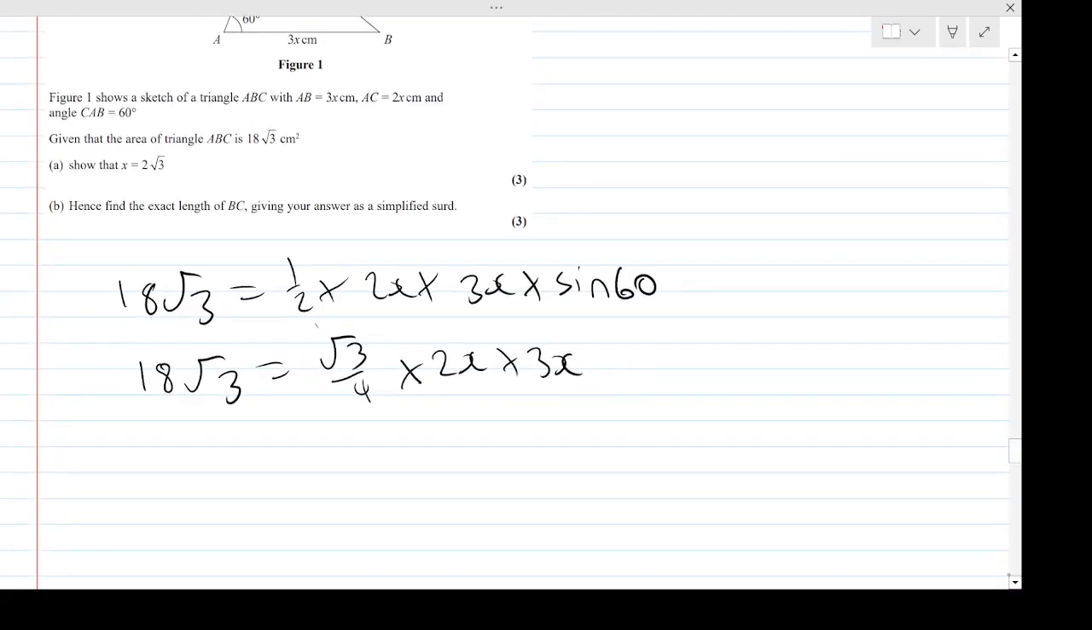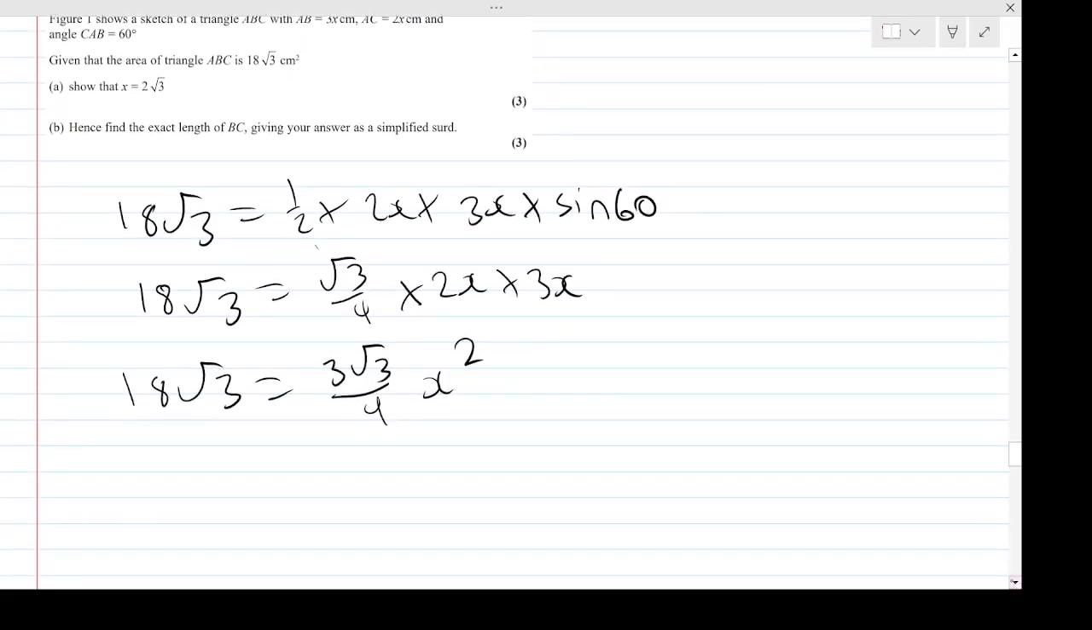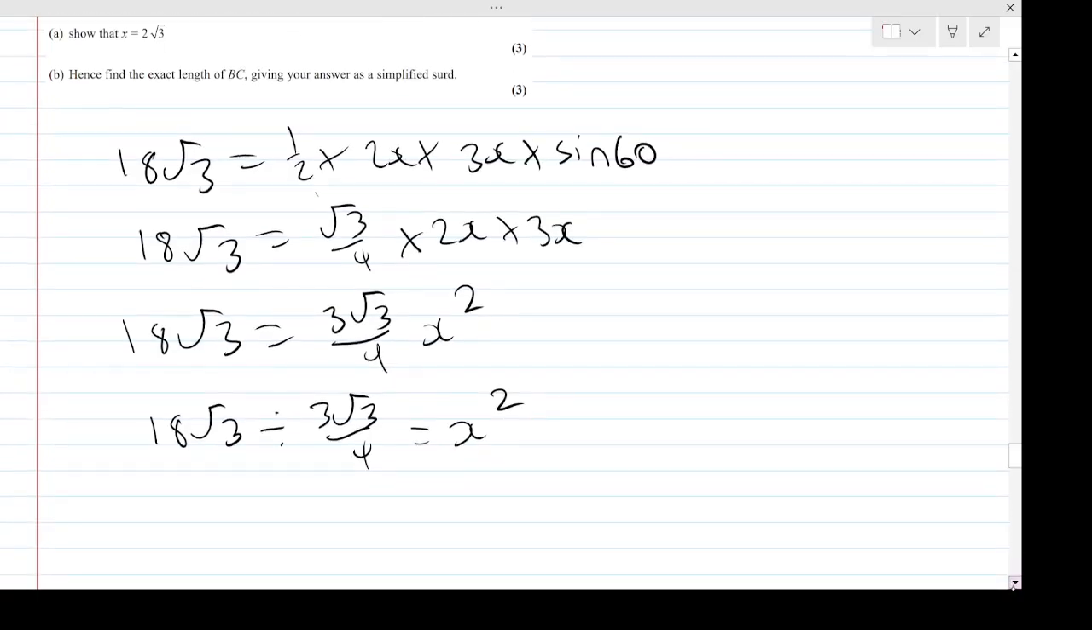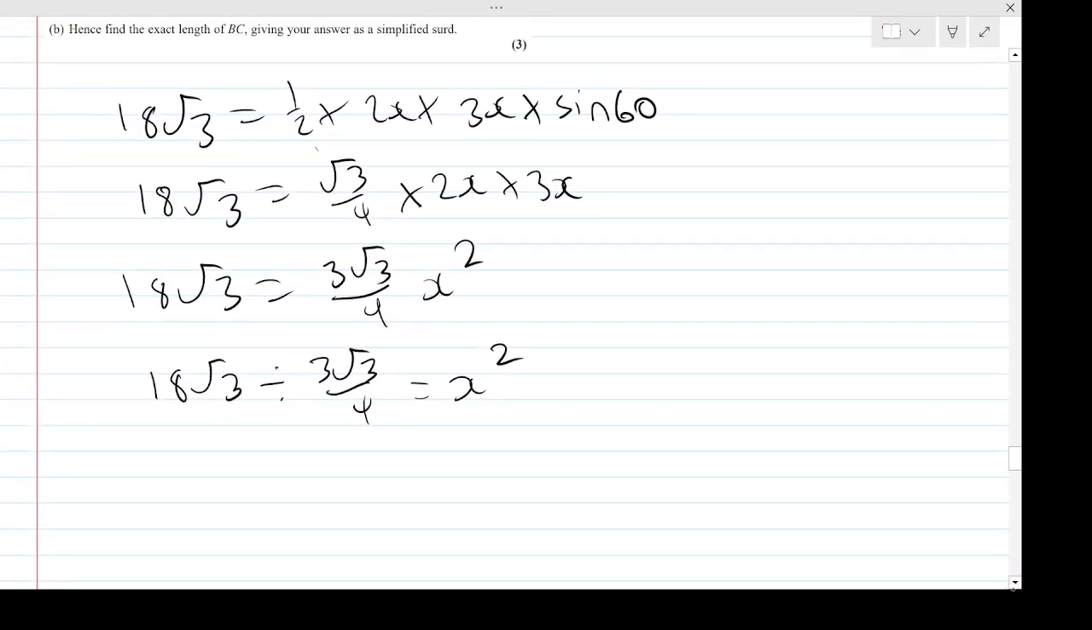And then I can simplify the right side even more, because 2x times 3x is 6x squared, times 6 by root 3 over 4. I get 3 root 3 over 4 x squared, right? So then I want to solve for x. If I divide 18 root 3 by this 3 root 3 over 4, I get x squared, right? I'm dividing both sides by 3 root 3 over 4.